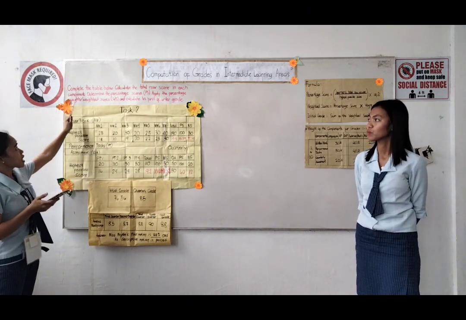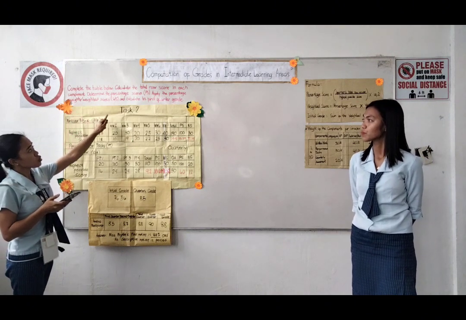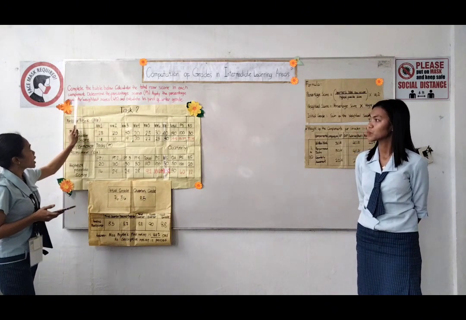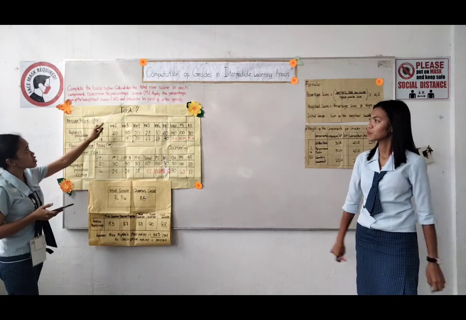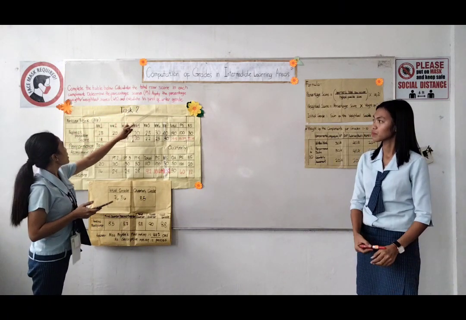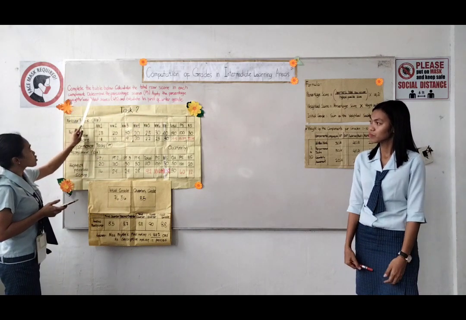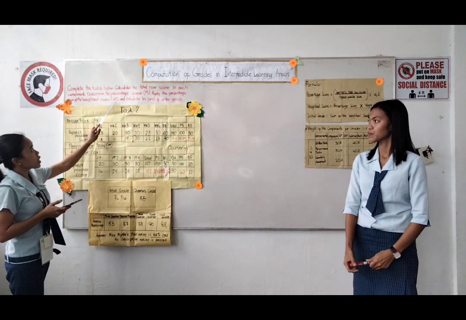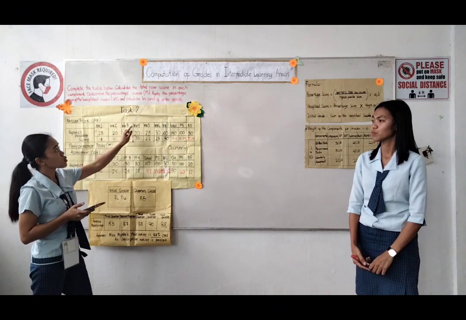Now, complete the table below, calculate the total raw score in each component, and determine the percentage score or PS, and apply the percentage weights to get the weighted score, which is the WS, and calculate the first quarter grade.